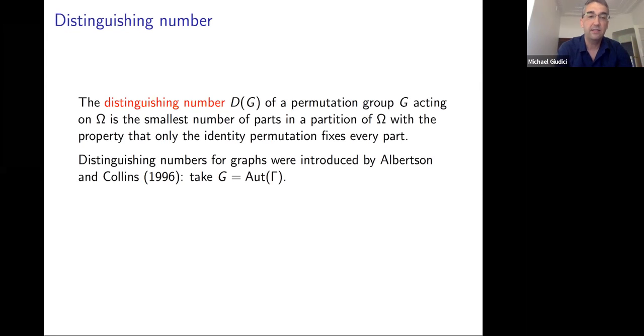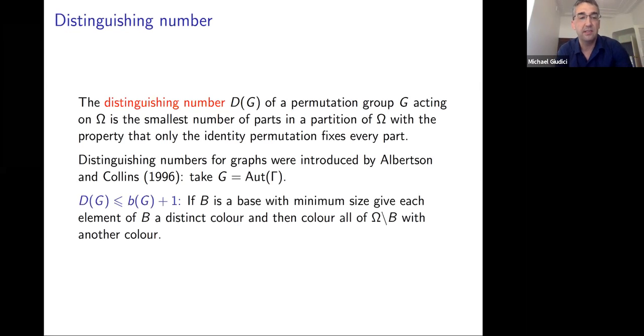Now, how does the distinguishing number relate to the base? Well, the distinguishing number for a permutation group is at most the base size plus 1. So if I take a base B of minimum size, then I could give each element of B a distinct color, and then I color all the remaining points with another color. So now I've got a partition into B of G plus 1 parts. And if I'm fixing that partition, then I must fix each individual element in my base B, and hence I must be the identity permutation. So the distinguishing number is at most base size plus 1.